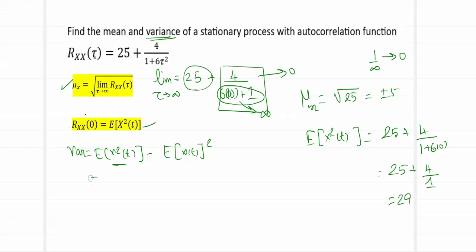So I have the variance to be 29 minus mu x the whole square. So we have plus or minus 5 the whole square. Plus or minus 5 the whole square will be equal to 25. So 29 minus 25, that makes it as 4. So variance of the value will be equal to 4.